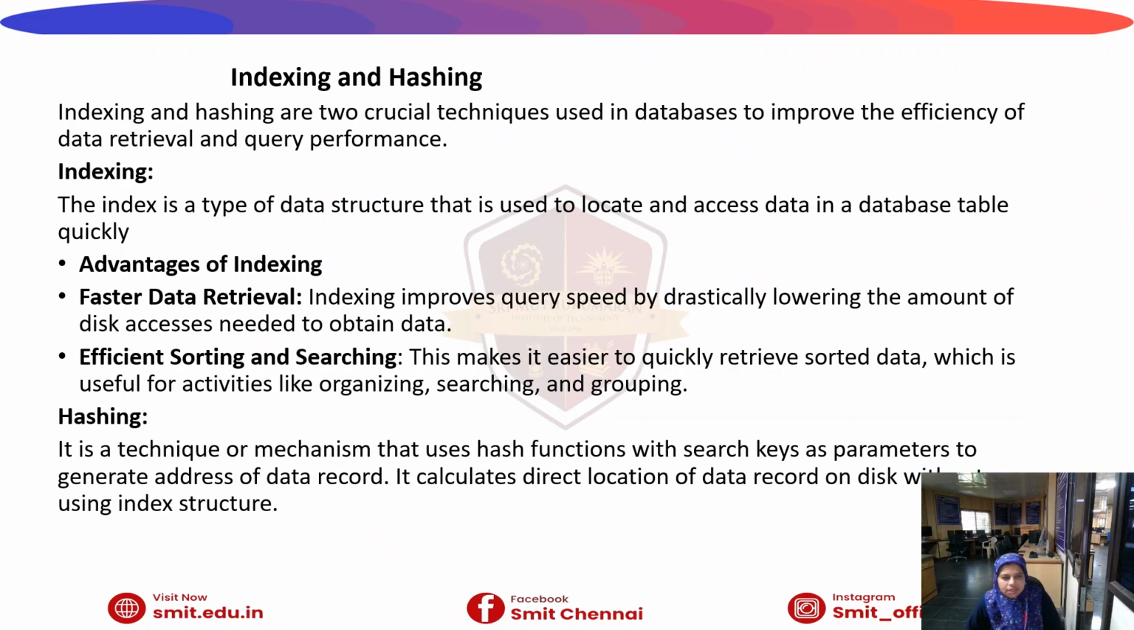So, indexing and hashing. What is indexing? Indexing and hashing are two crucial techniques used in the database. Indexing is a type of data structure used to locate and access the data from the data table quickly, so the index is very important. Whereas hashing is a technique that uses a hash function with the search keys and parameters to generate the address of the data, to search the data and collect the data. So using some hash function to collect the data. So this is indexing and hashing.